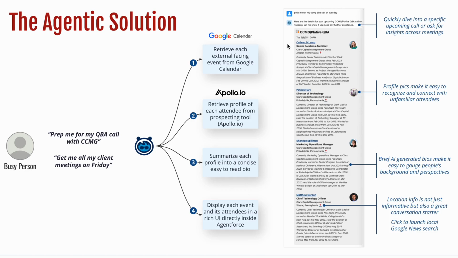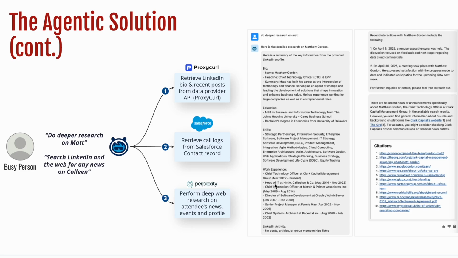So here's an example of that, right? This is a view into a specific meeting with each attendee, very helpful profile pics next to each one, their title, link to their LinkedIn, their location that you can easily drill into and even get into local Google News research for that location, which is wonderful just as a conversation starter. And as I said, these are AI generated bios that give you a very quick, easy to read synopsis of each individual.